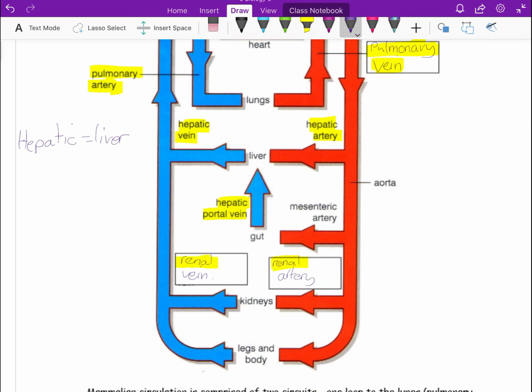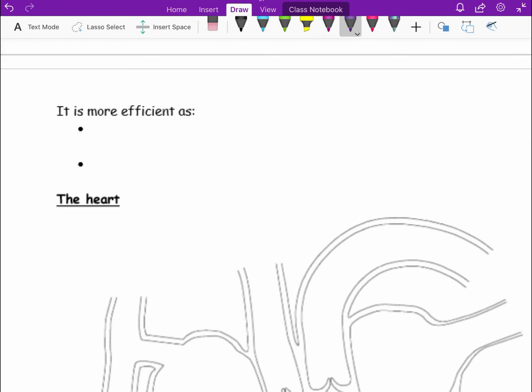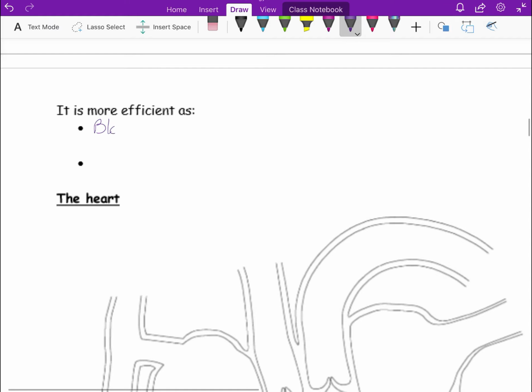And then, as I mentioned, we've got the renal blood vessels, so renal artery and renal vein, and the word renal means that they are blood vessels associated with the kidneys. So those ones that are highlighted there are the ones that you do need to know for Edexcel.